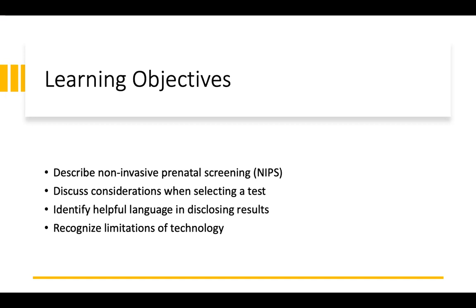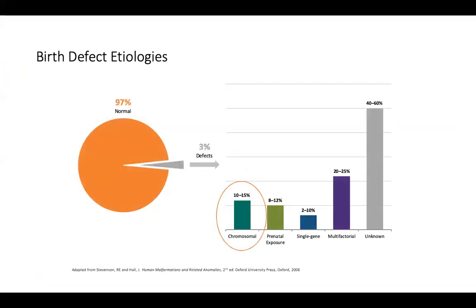I will be discussing NIPS technology and its utility in two different parts. So today's part is going to focus on NIPS as a screening tool for common chromosome abnormalities. So first, why do we offer screening for chromosome abnormalities in a pregnancy?